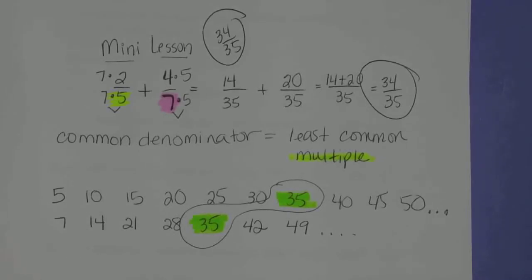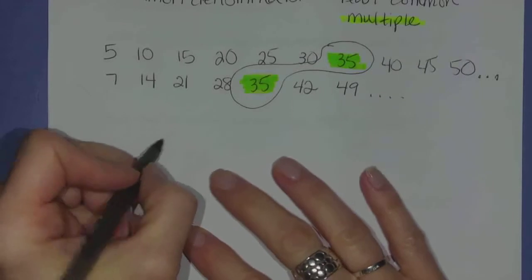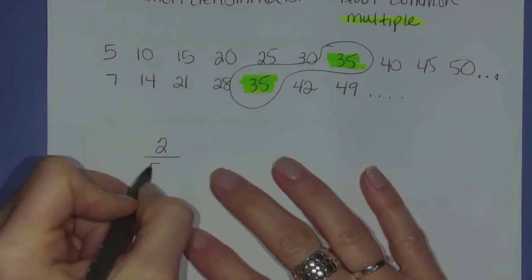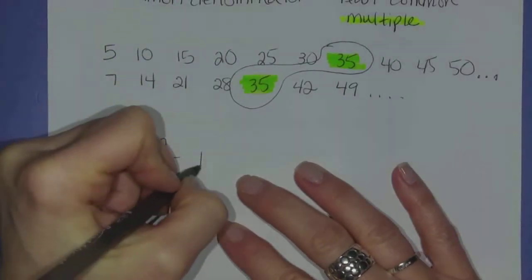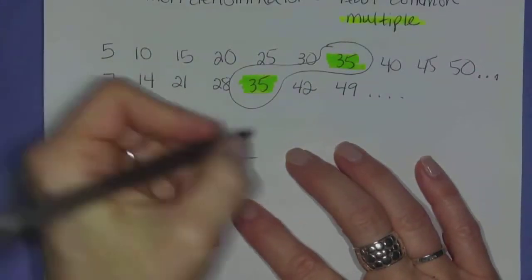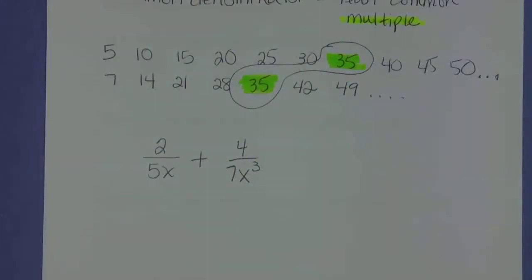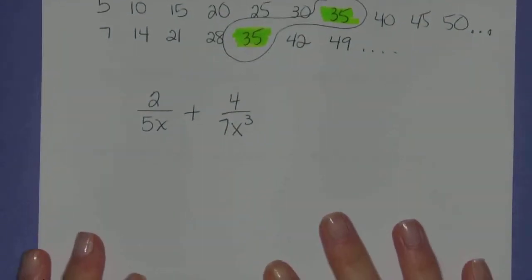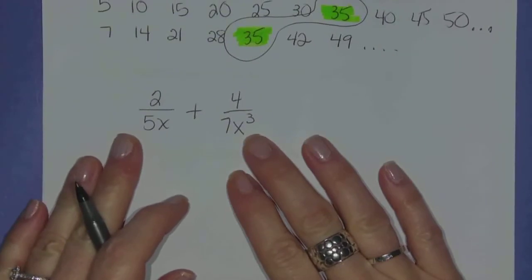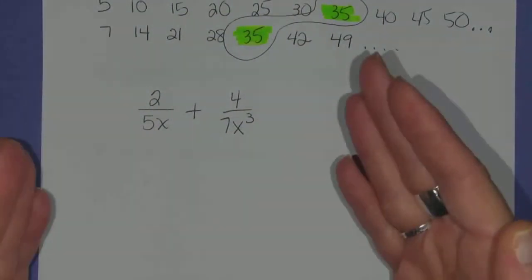Well, I'm going to add some variables into the mix. So we're going to take the same problem, okay, but now instead of 2/5, we're going to put 2/5x. And instead of 4/7, we're going to put 4/7x to the third. Okay? How do you add these fractions? Well, we need a common denominator. So we need a least common multiple.